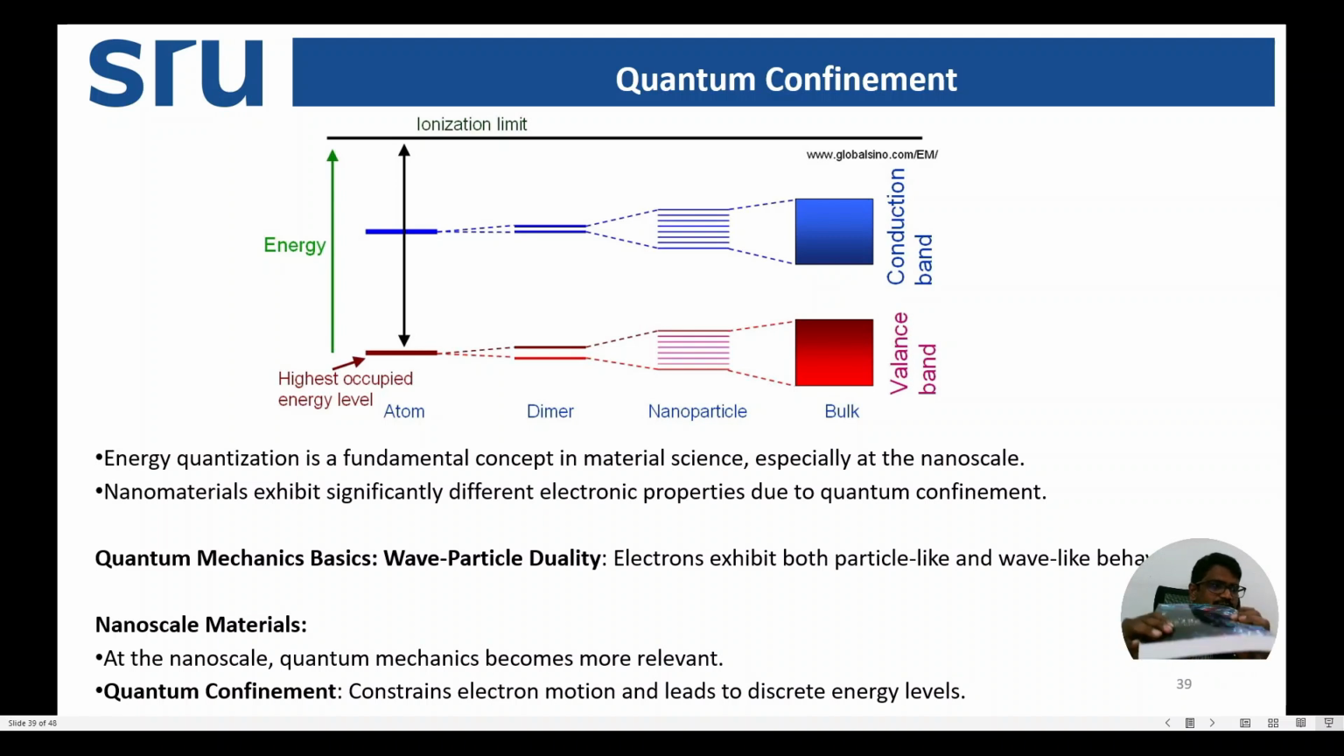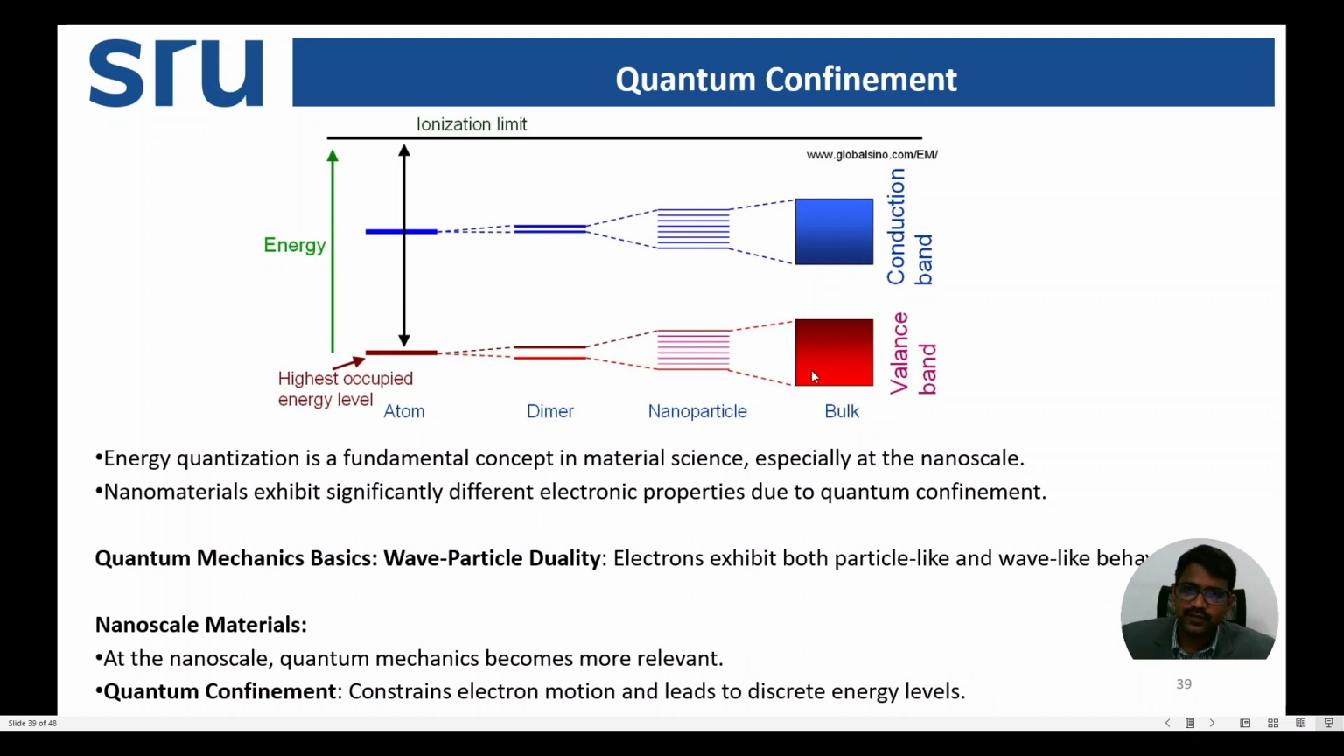If you see this one, all the pages are stacked with each other. That means it is a continuous band. In the valence band and also the conduction band, the energy levels are very close to each other, so they form a band. It is a continuous band.